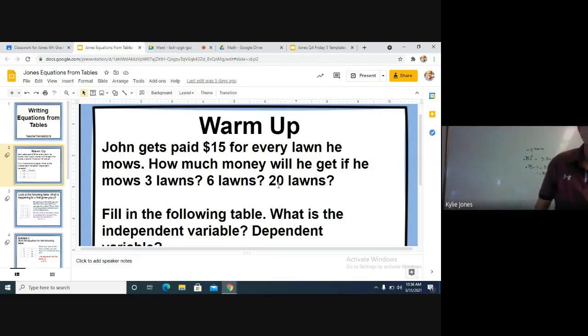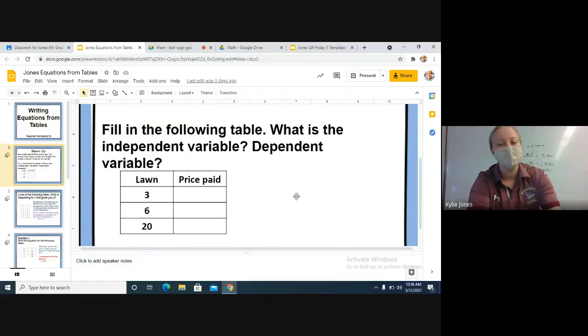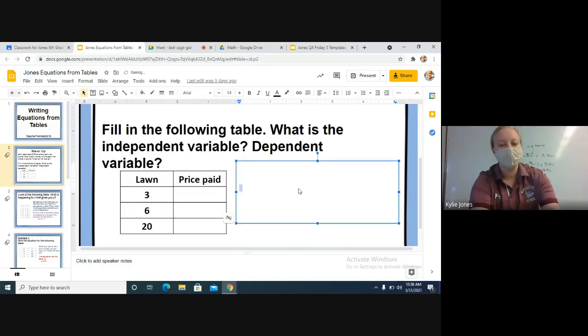Okay. So for this warm up, it's very much like what we just did. John gets paid $15 for every lawn that he mows. How much money will he get if he mows 3 lawns, 6 lawns, 20? So the first thing we want to do, there's a text box right here. So go ahead and click on that. We need to first talk about what the independent and the dependent variable are, just as a review.